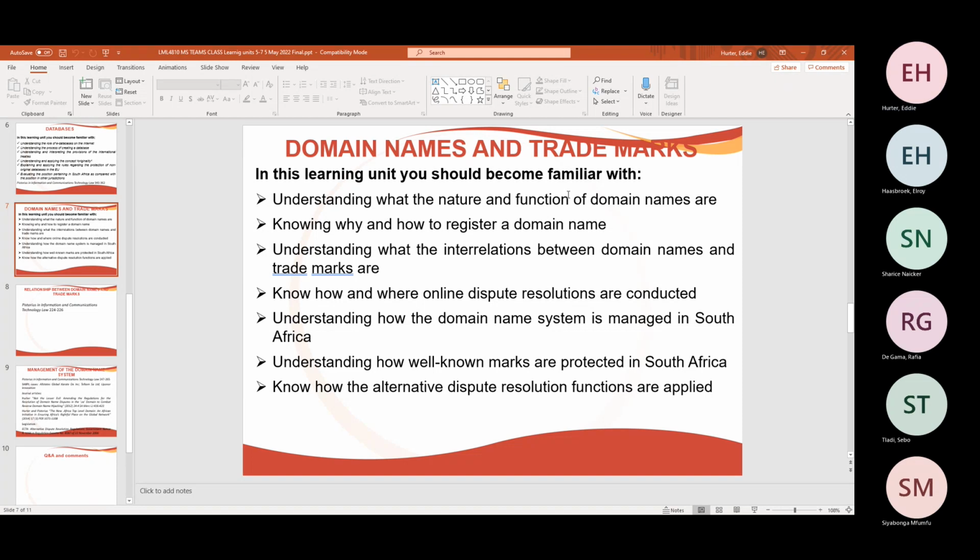So the manner in which we then view the importance of how trademarks are protected within the domain name system, or the DNS as it's called, is the fact that trademarks are regularly infringed, and trademarks have been infringed from the start of the commercialization of the internet.